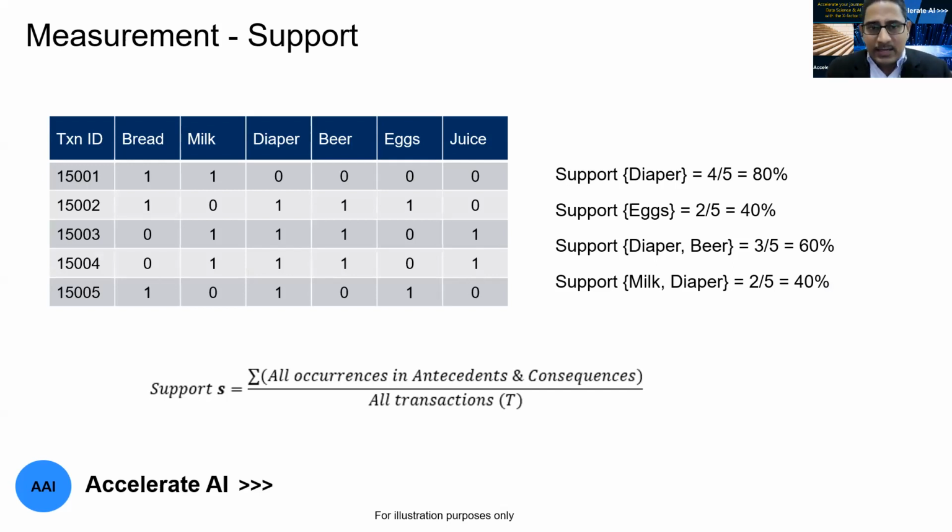Now, if we take multiple item sets, let's say support of diaper and beer together, if we consider both, then wherever we have both of these as 1, there are 3 such cases. So the support of diaper and beer is 3 by 5, which is 60%. Similarly, support of milk and diaper is 2 by 5, which is 40%, because it's just appearing together 2 times. Otherwise, 1 0 0 1 0 1, these are not considered here, right? So that's about the support. Support is the summation of all occurrences in antecedents and consequences taken together, divided by all transactions in the database that we're considering.